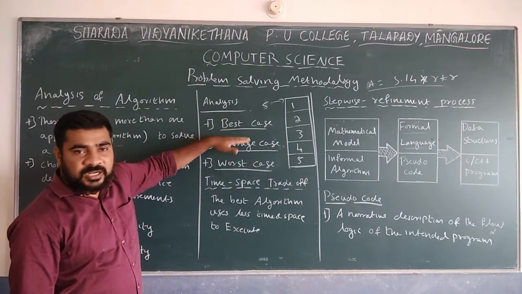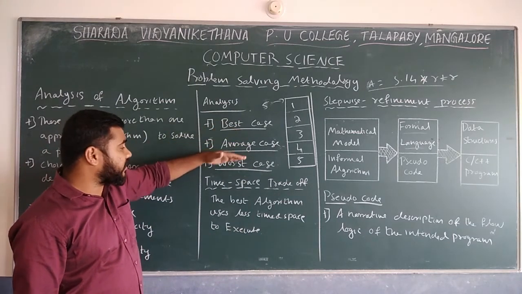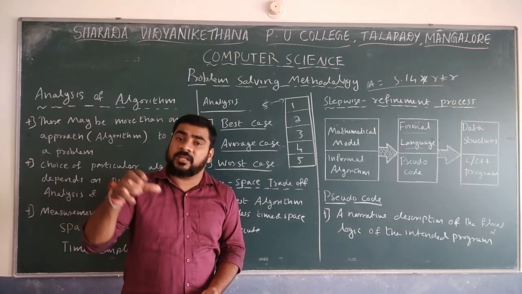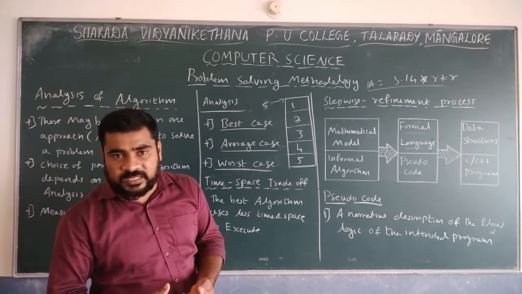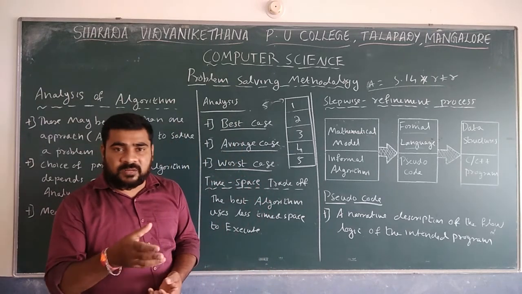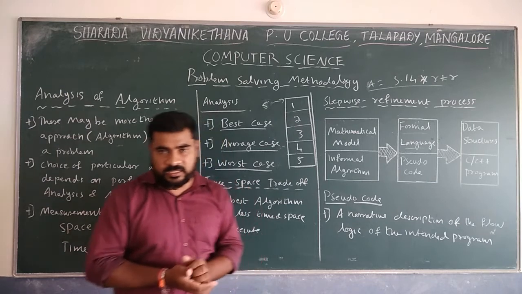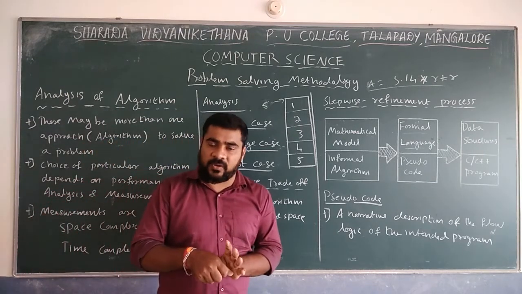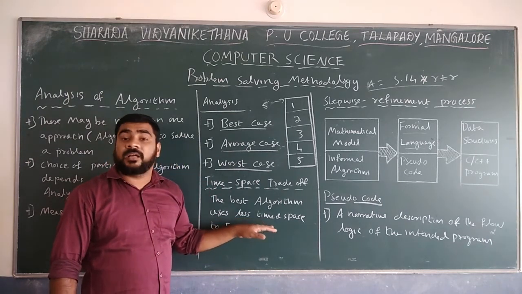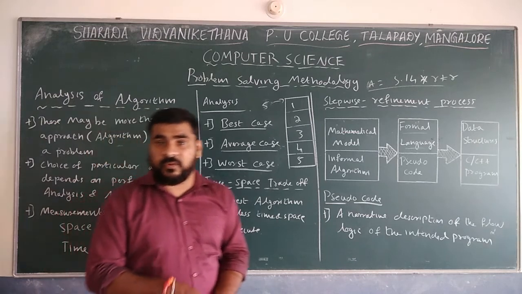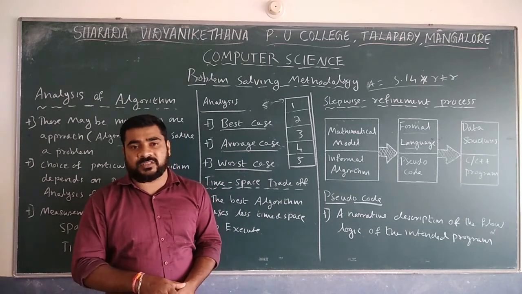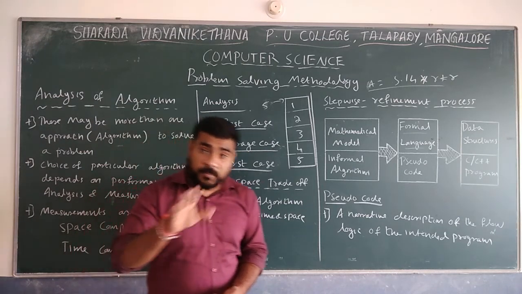If you analyze the algorithm, we will get 3 outputs: either the best case, average case, or worst case. Whenever the output is obtained in a single comparison or fewer comparisons, that is known as the best case. Whenever all the statements are executed, that is known as the worst case. When it gives an average number of statements, that is known as the average case. An ideal or best algorithm always uses less time and less space to execute the program; that algorithm is known as the best algorithm.